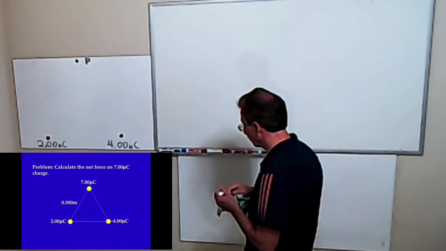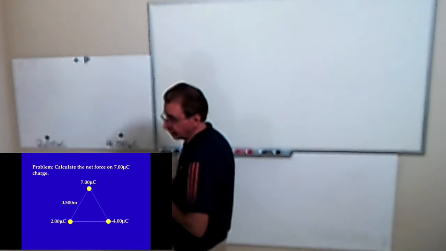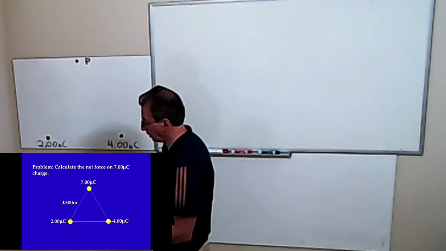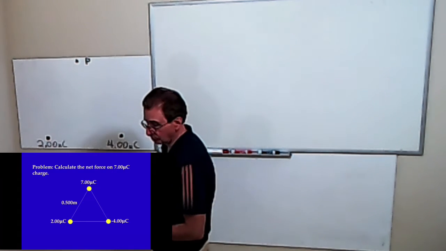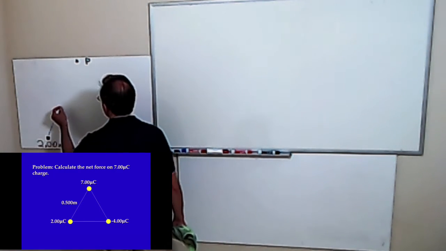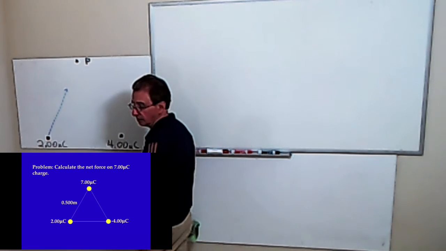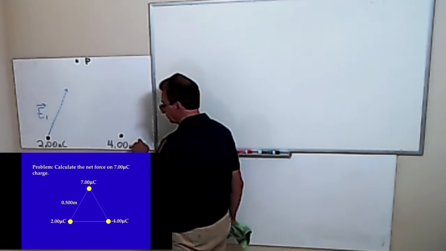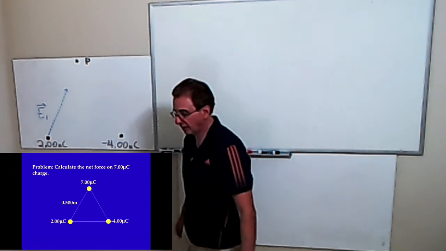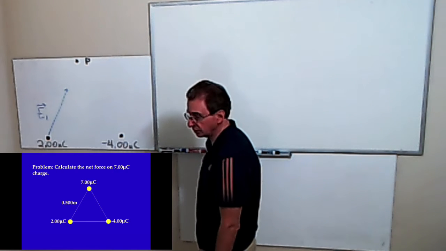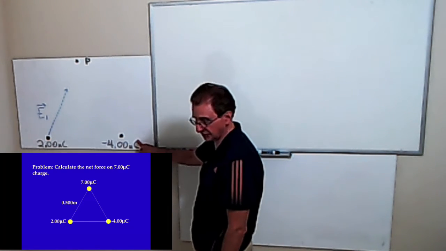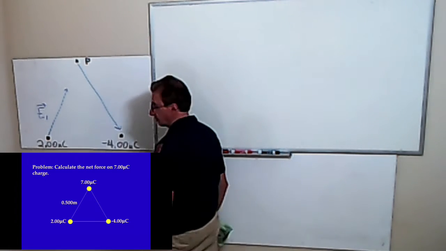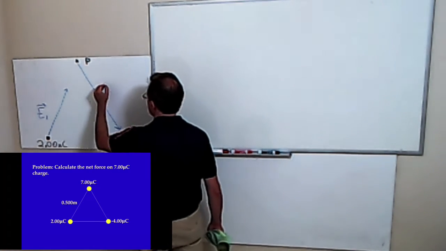So first thing I want to do is draw the electric field vectors. We know that for a positive charge, the electric field is directed away from the positive charge and towards the point in question. And so the electric field is directed up towards P. I'll label it E1. The electric field due to the negative 4 microcoulomb charge is directed towards the charge because it's a negative charge, and away from P. So the electric field is directed in that direction towards the charge. I will label this E2.